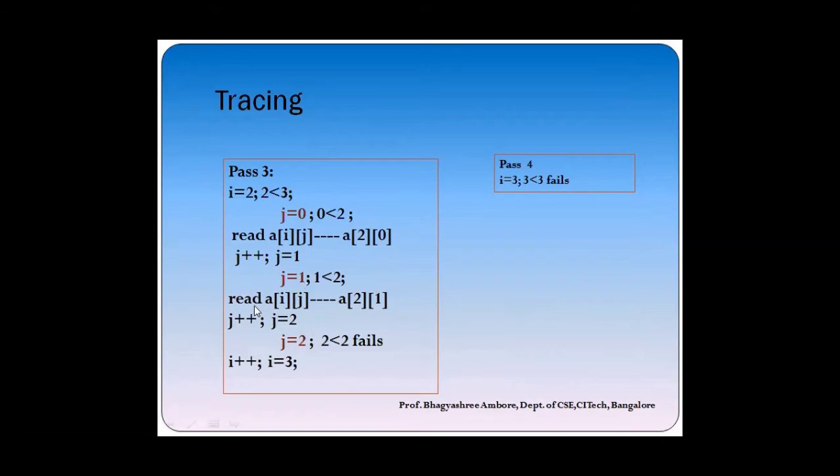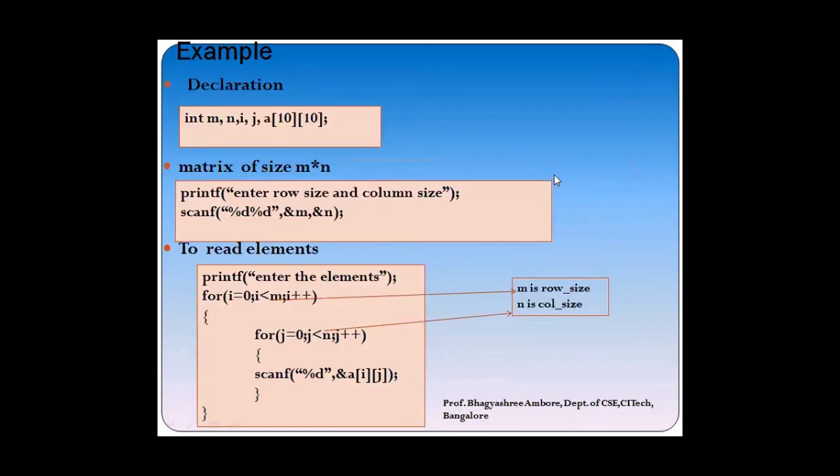1 is less than 2? Yes, it is correct. So it will read the next value in A of ij, that is I value is 2, J value is 1. Now J will be incremented again. J becomes 2. 2 is less than 2? No, condition fails. I will be incremented. I becomes now 3. Now in a fourth pass, I is 3. 3 is less than 3? No, condition fails.